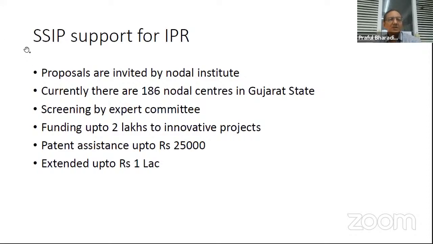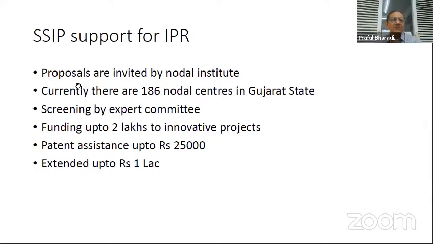In the case of the Student Startup and Innovation Policy, proposals are invited by nodal institutions. Currently, there are 186 nodal centers in Gujarat state, which means each and every university and each and every good institution of repute will have an SSIP center, a nodal center. These nodal centers are responsible for creating awareness of IPR, giving support, carrying out hackathons, boot camps, and training students for innovative projects.